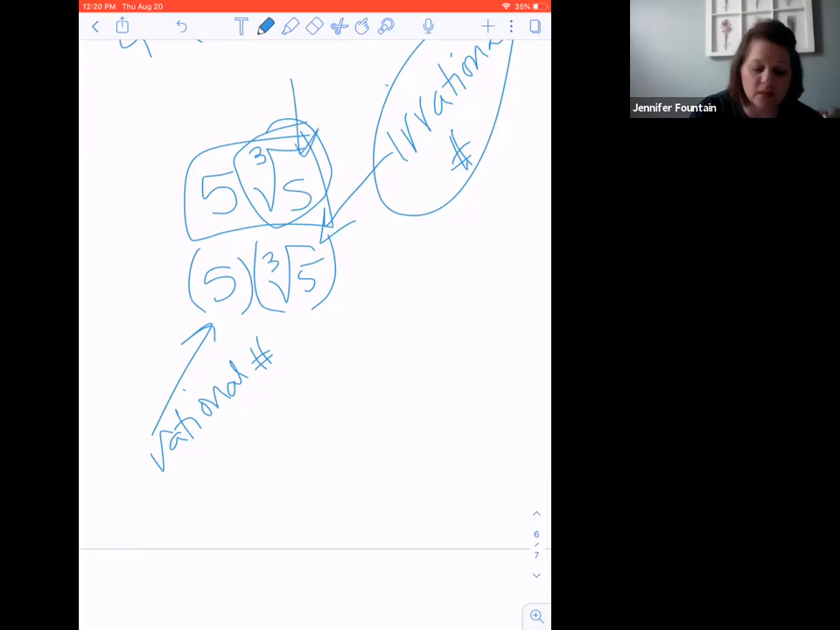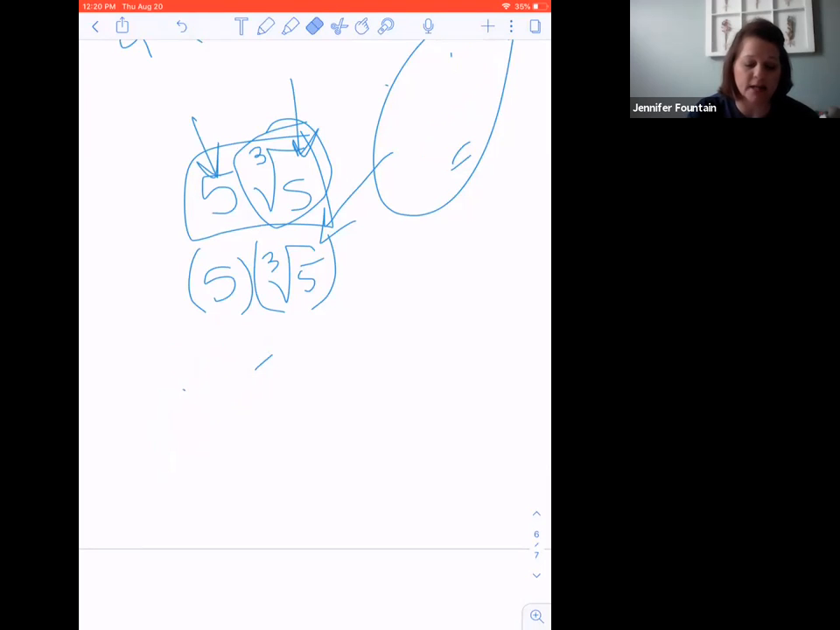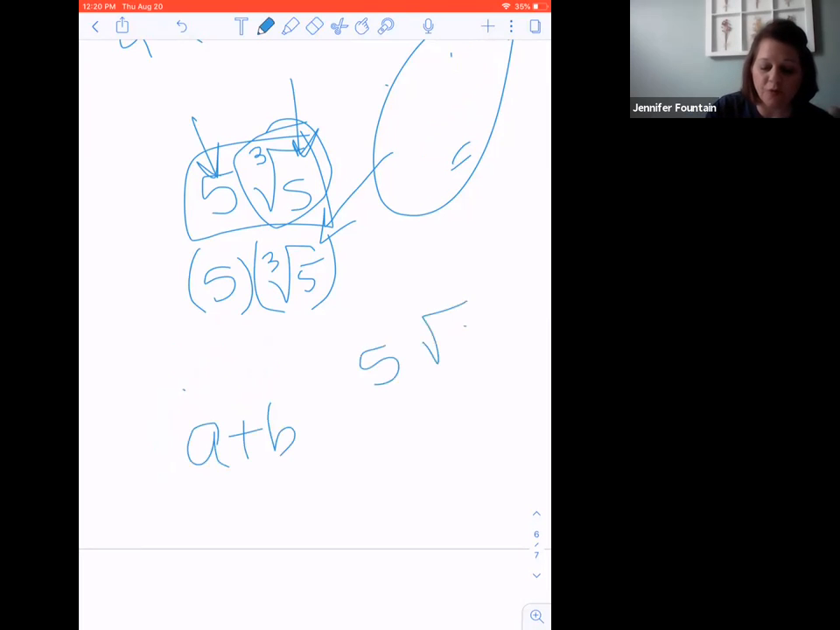Multiply them? No, this 5 is different from this 5. Remember, this is like terms. I cannot add a plus b. I can't add them because they are different terms. 5 and the square root of 5 are different terms. I cannot combine them. So it would just stay as 5 times the cubed root of 5.